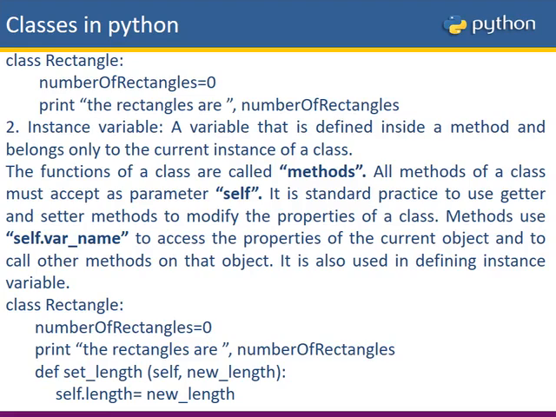Let's see an example of what we have been saying about the functions of a class called methods, which accept the parameter self, and the methods use self dot notation, self.var_name. With this same example code, under instance variables, we have the class Rectangle, number of rectangles equal to 0, print the rectangle and number of rectangles.